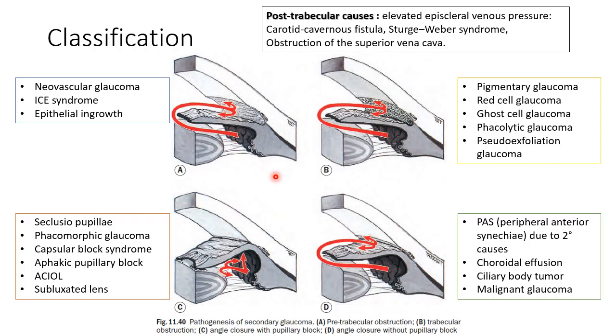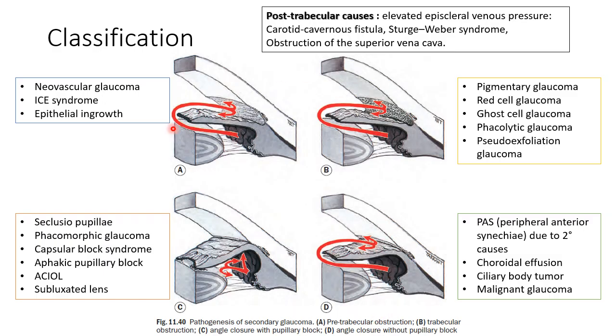Now, let us just understand the classification with the help of these diagrams. On this side, this is pretrabecular obstruction, right? Figure A. This is trabecular obstruction. C is angle closure with pupillary block, this thing over here, right? And this is angle closure without pupillary block.